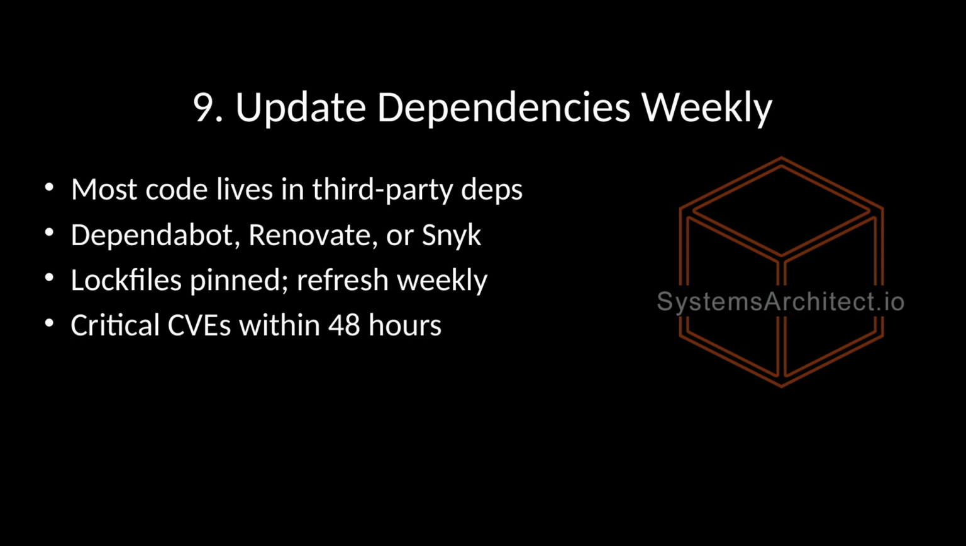CVE, Common Vulnerabilities and Exposures, is a standardized list of publicly disclosed cybersecurity vulnerabilities. Automate with Dependabot, Renovate, or Snyk. Security PRs immediately, other bumps batched weekly. Pin lock files but refresh pins. Ship CVSS 9 plus within 48 hours when tests pass. OWASP Dependency-Check against the NVD is a free alternative that can fail builds above a CVSS threshold.